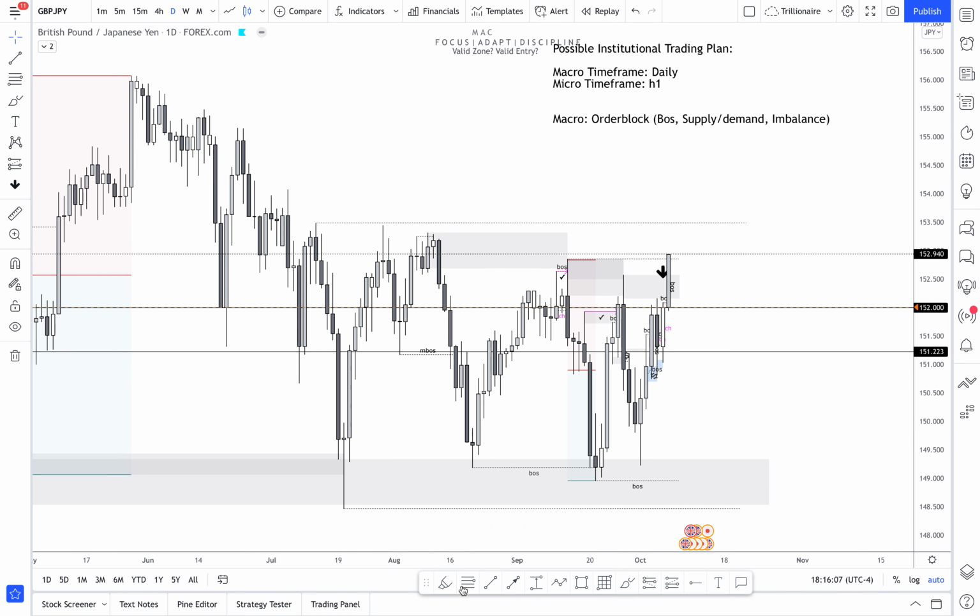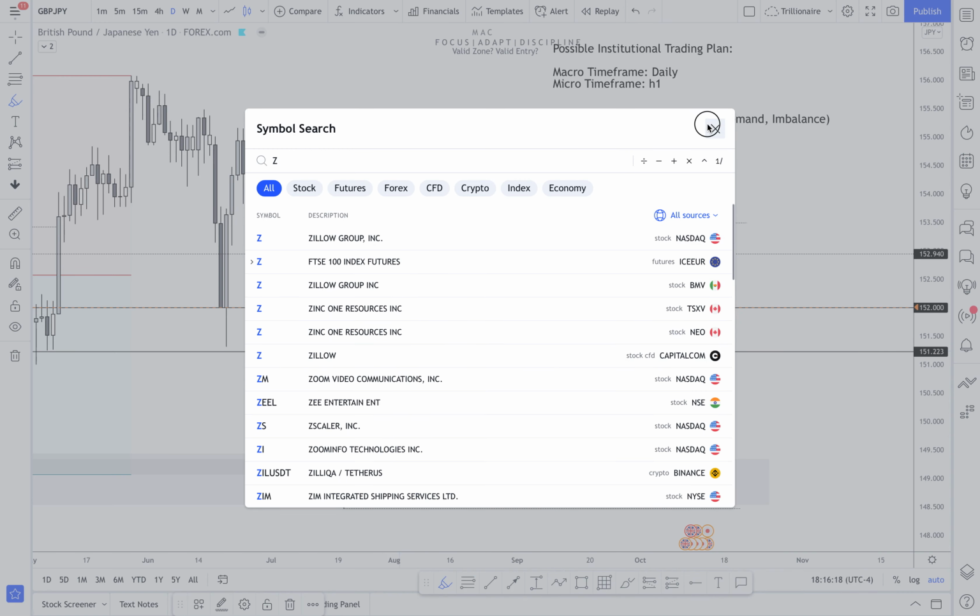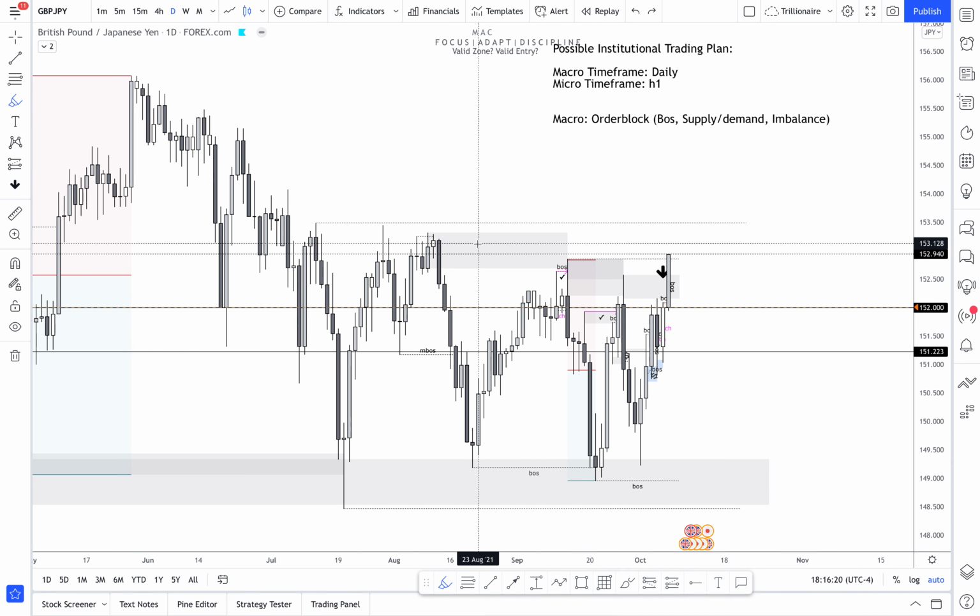Now, we don't necessarily, let me show you guys. So we did break minor structure here, okay? So we don't necessarily break this structure down here, but it's okay, right? We're responsible for breaking minor structure. This is on the daily time frame, so price can definitely react when it comes back to this area, as you guys see it did here.